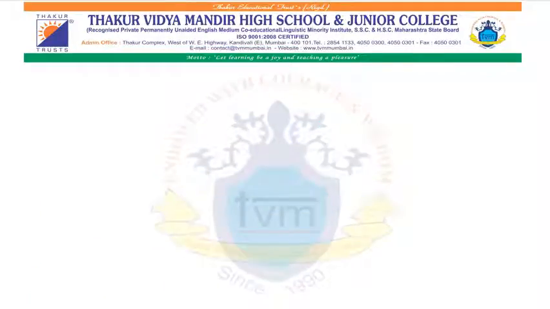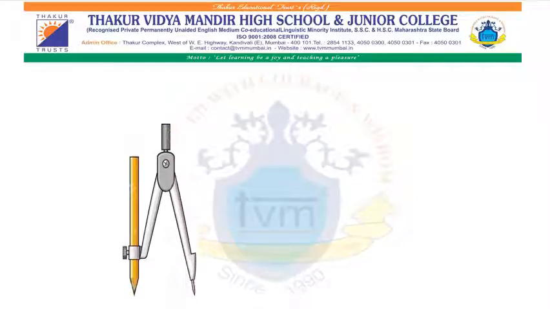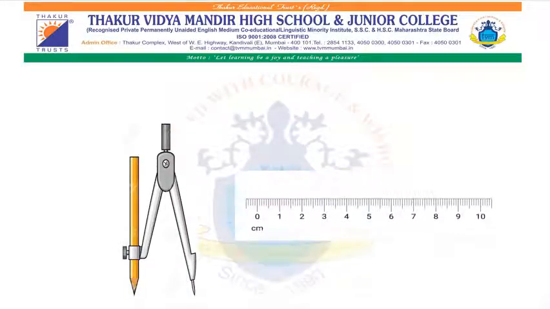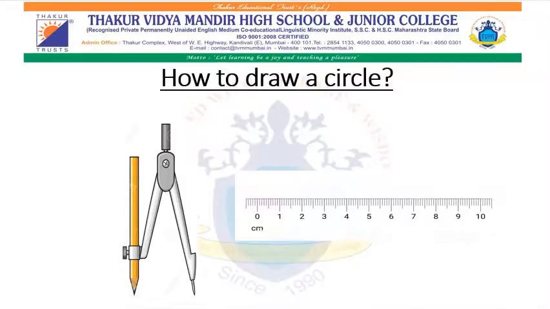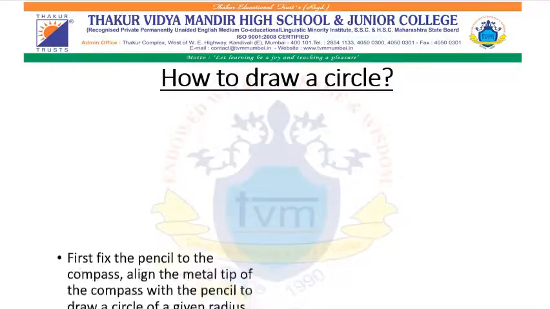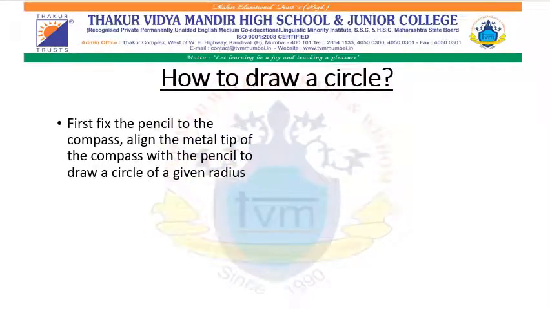Children, you saw the different parts of a circle, that is circumference, radius, chord, diameter. Now, I will teach you how to draw a circle. For drawing a circle, you require three things: pencil, compass, and a scale. First, fix the pencil to the compass. Align the metal tip of the compass with the pencil. That is, both the pencil tip and the metal tip should have the same alignment.